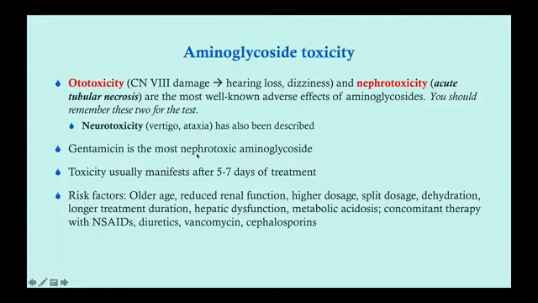Gentamicin is the most nephrotoxic of the aminoglycosides, but remember, you have all sorts of aminoglycosides, but gentamicin is the most nephrotoxic. The toxicity usually manifests after 5 to 7 days of treatment, which is often, we need to at least have that amount of treatment. So anytime you give aminoglycosides, you run the risk of nephrotoxicity. There are risk factors that increase your risk of getting toxicity from aminoglycosides.